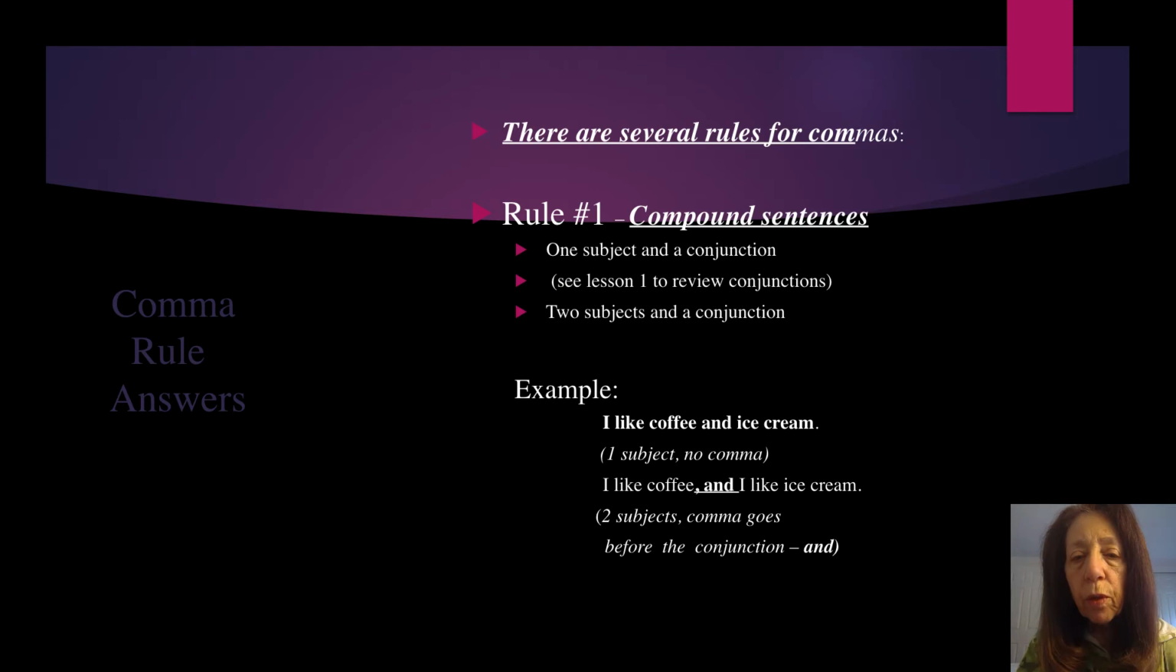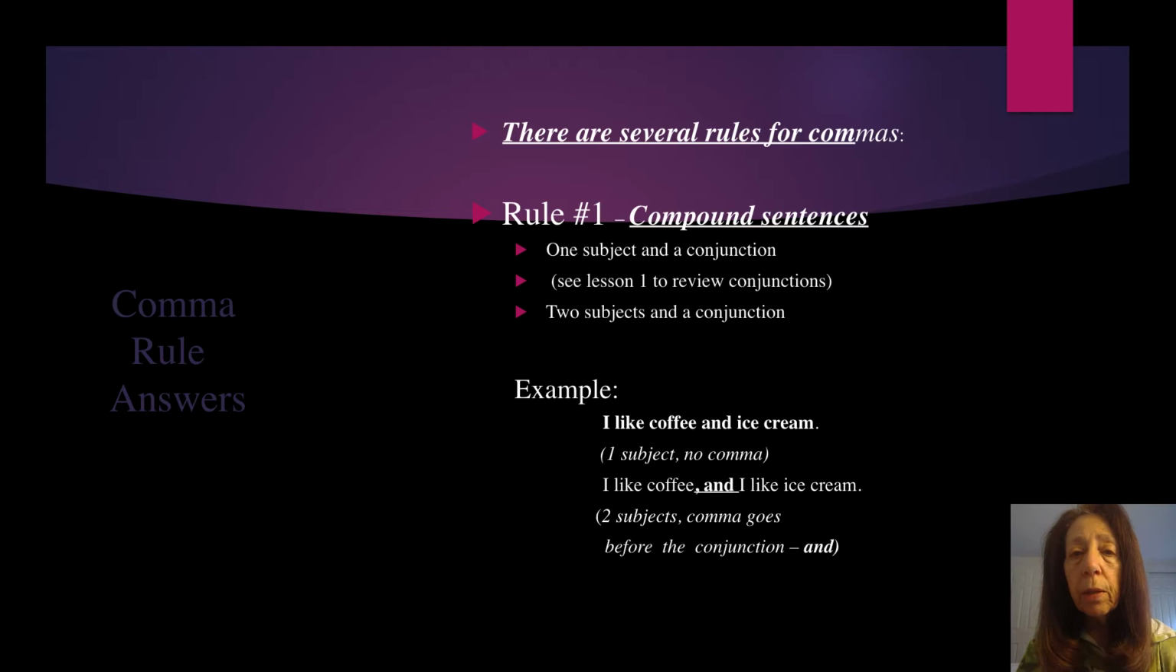There are several rules for commas, so we're going to talk about the first one, a compound sentence. Compound means we use conjunctions, those words and, but, so, for, and if. If you don't remember this, go back to Grammar Lesson 1, conjunctions. But now we're going to use those words with a comma.